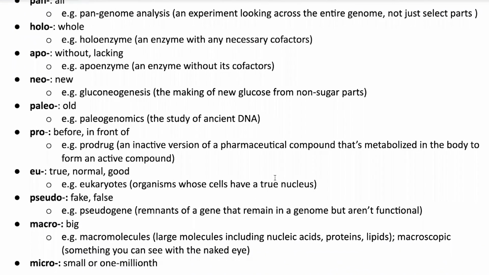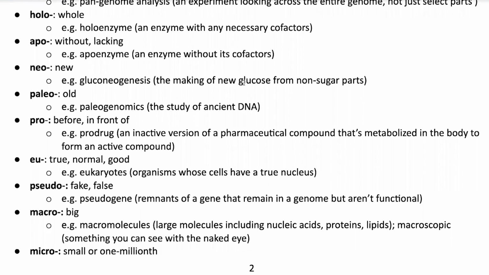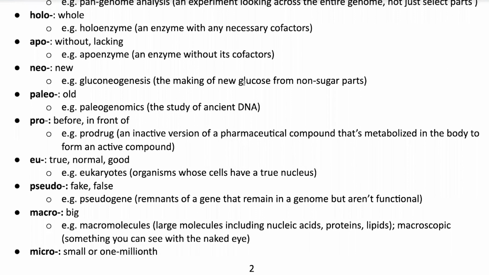So for example, a holoenzyme is going to be an enzyme with any of the necessary cofactors, so any of the helper molecules it needs. Holoenzyme is going to be the enzyme with those cofactors. This is in contrast to apo, which means without or lacking. So an apoenzyme is going to be an enzyme without those cofactors that it needs.